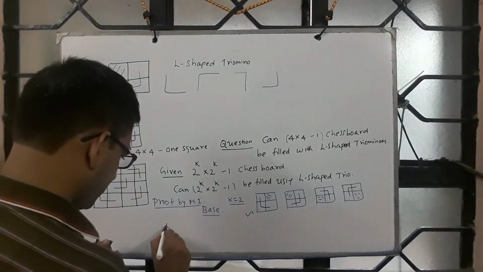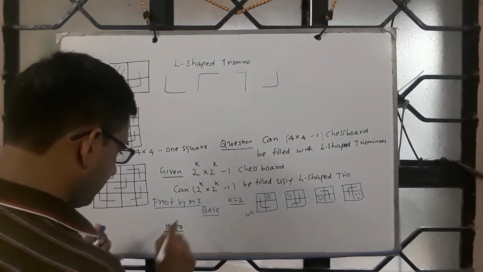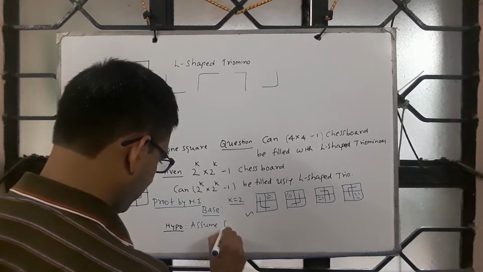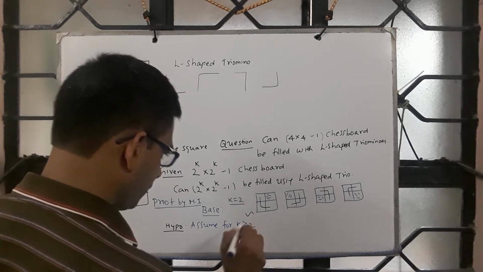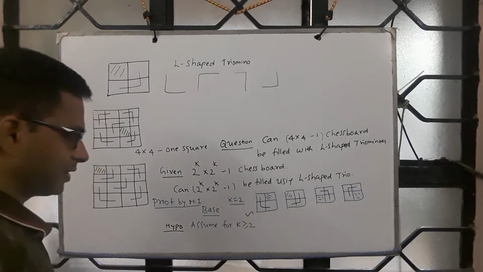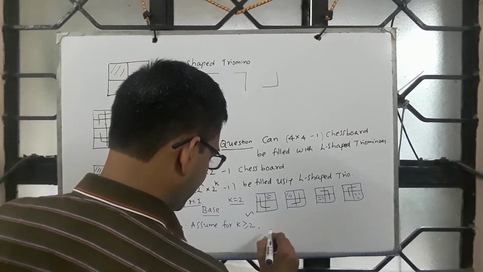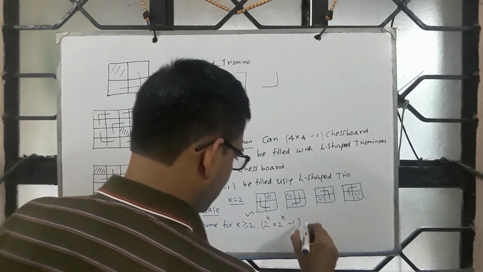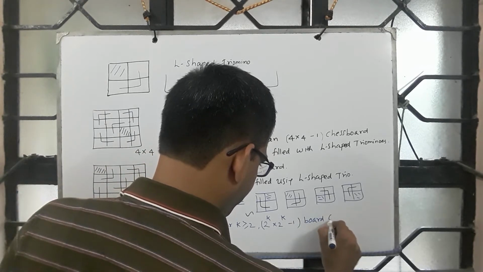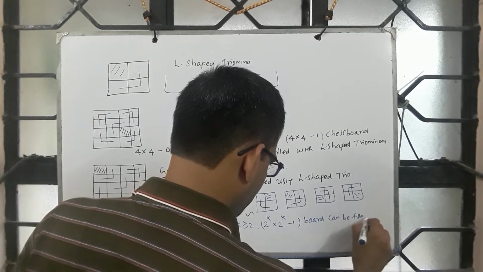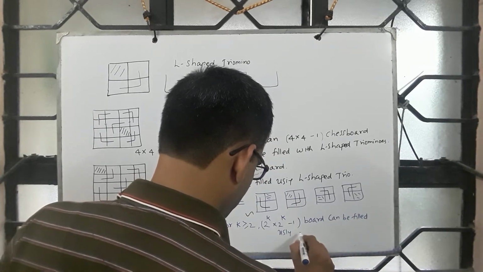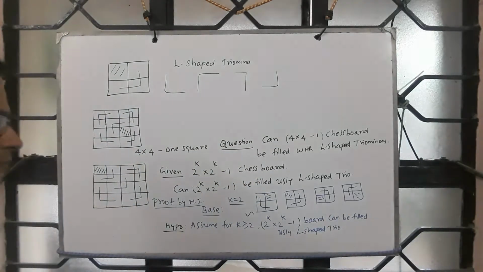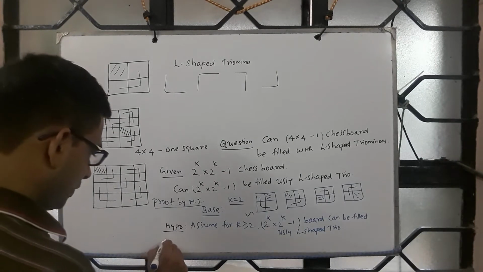Let's look at the hypothesis. So hypothesis, assume for k greater than or equal to 2, remember the lower bound is precisely proved as part of base case. Assume for k greater than or equal to 2, 2 power k cross 2 power k minus 1 chessboard can be filled using L-shaped triominoes. Okay, so let's look at the induction step.